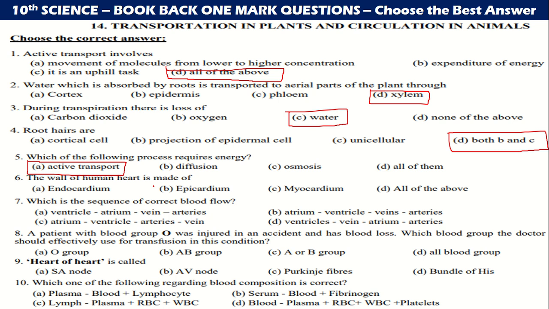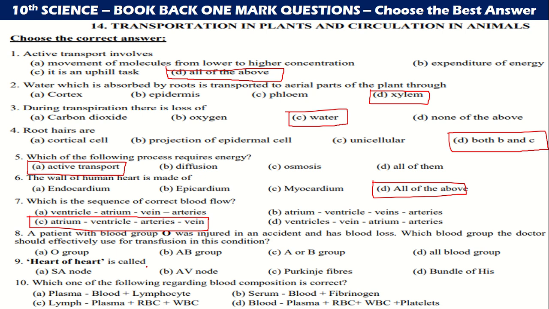The wall of human heart is made up of all the above. So everything is there, endocardium, epicardium and myocardium. Which is the sequence of correct blood flow? Atrium, ventricle, arteries, and then veins. So it is there as you see: atrium, ventricle, arteries and veins.